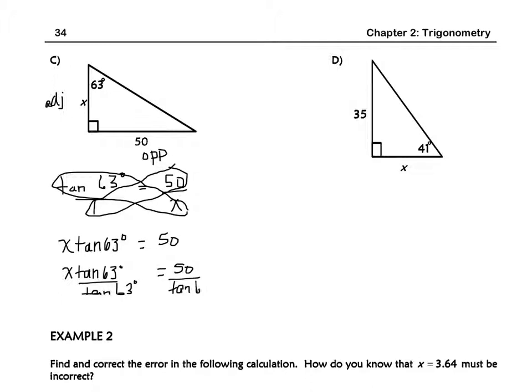So then we would have x by itself on the left hand side. So that would equal x equals, because they're going to cancel, x equals 50 divided by tan of 63. And if you punch that in your calculator, you should get 25.476 approximately. So that's approximately 25 to the nearest unit.